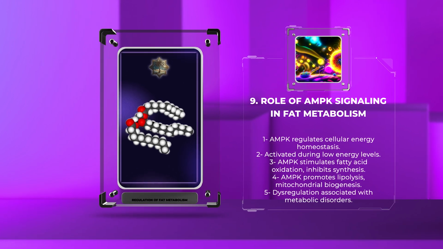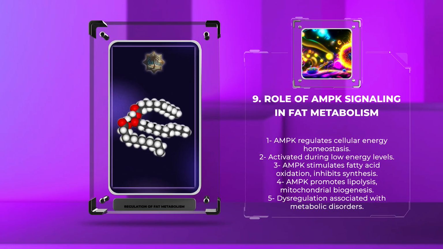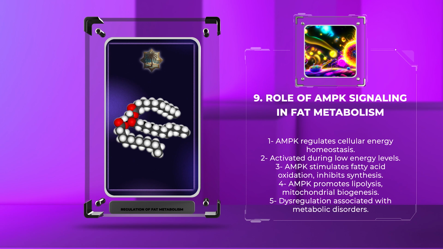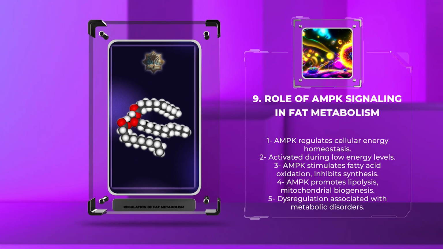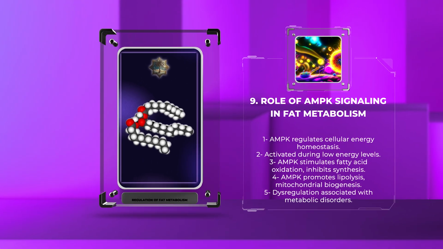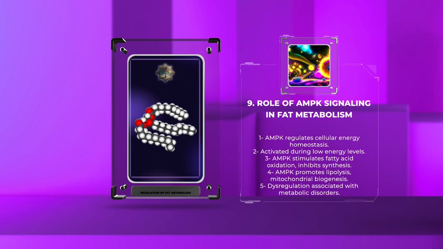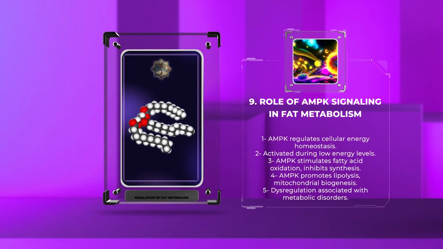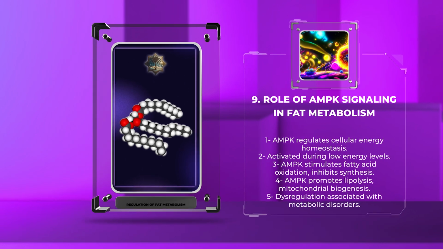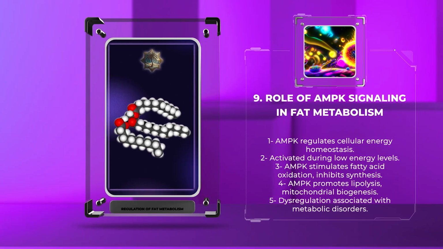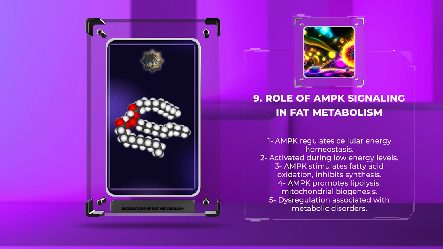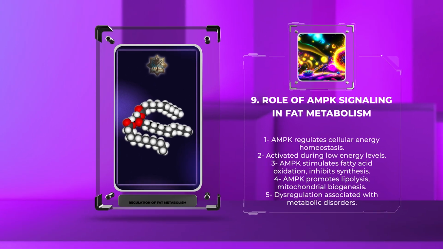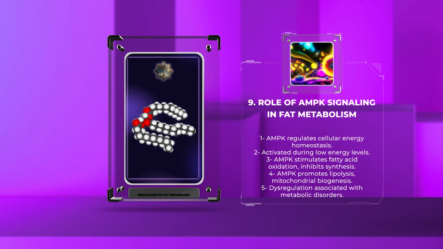It stimulates fatty acid oxidation through the activation of enzymes such as carnitine palmitoyltransferase I, CPT1, and inhibits fatty acid synthesis by inhibiting ACC and FAS. Additionally, AMPK can promote lipolysis by phosphorylating and activating hormone-sensitive lipase, HSL. It also enhances mitochondrial biogenesis and oxidative capacity to maximize energy production from fatty acid oxidation.